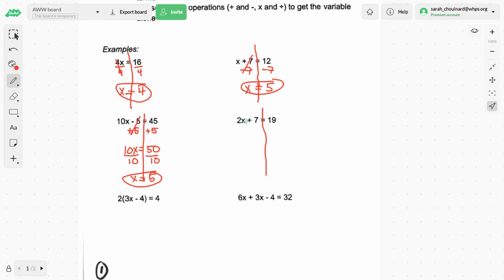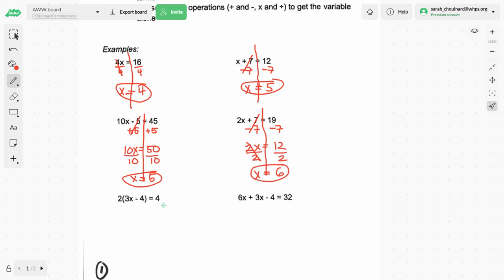For the next one, I've got to get rid of plus 7 and times 2. So the opposite of plus 7 is minus 7, so that gets rid of that there. And I'm left with 2x on this side equals 12. Then I need to divide both sides by 2 to get rid of the times 2. And so that leaves me with x equals 12 divided by 2 is 6.